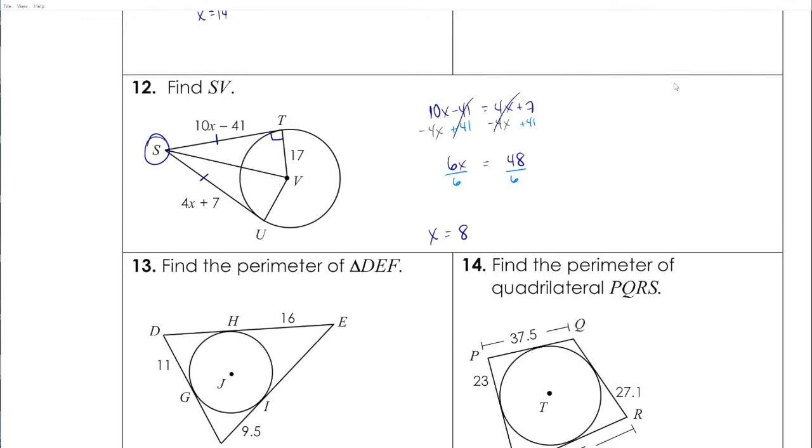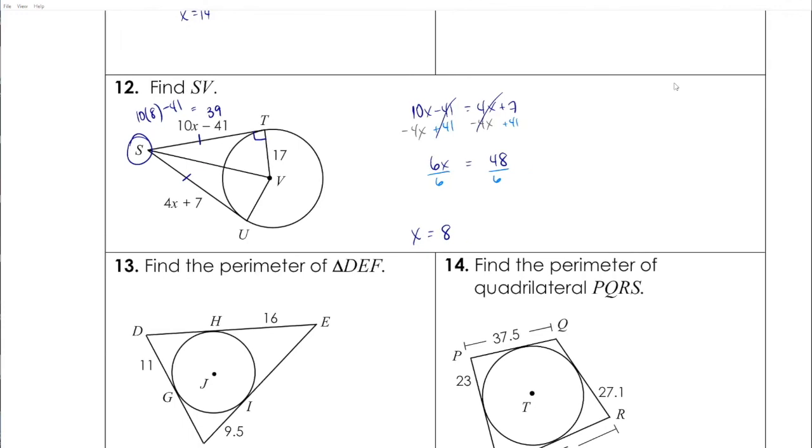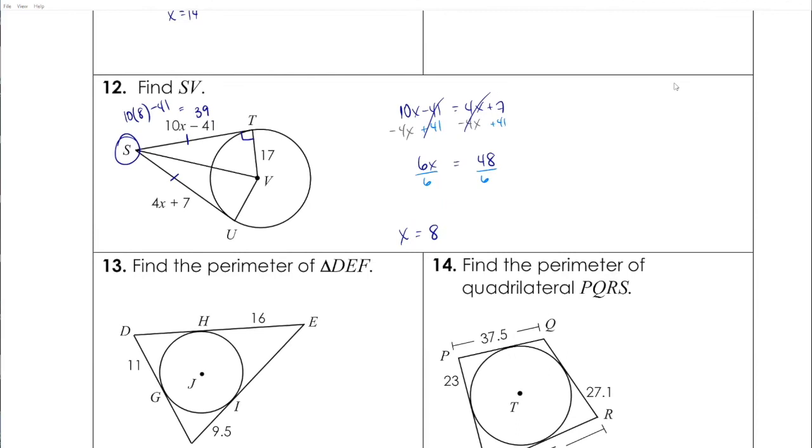We know what x is, but that's not what the question's asking us. It wants us to find SV. So we need to substitute that value we just solved for. So 10 times 8 minus 41. 80 minus 41 is 39, I believe. Should be. So now to find SV, we just go back to our homie Pythagoras. So we say 39 squared plus 17 squared equals SV squared. SV is my hypotenuse because it is opposite the 90.